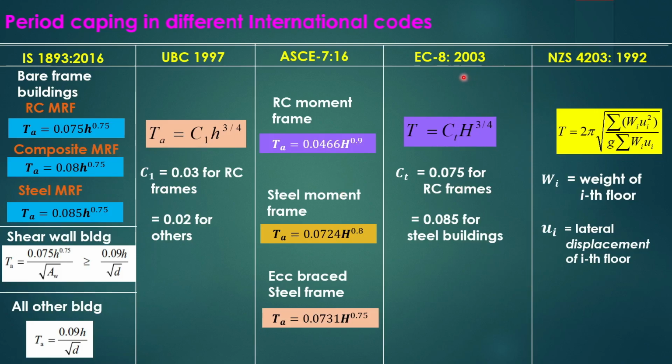For Eurocode, the formula is also simple: CT h to the power 0.75, with CT equal to 0.075 for RC frames and 0.085 for steel buildings. The New Zealand code gives the period formula by a dynamical equation which involves the weight of the floor and the lateral displacement of the floors, UI.